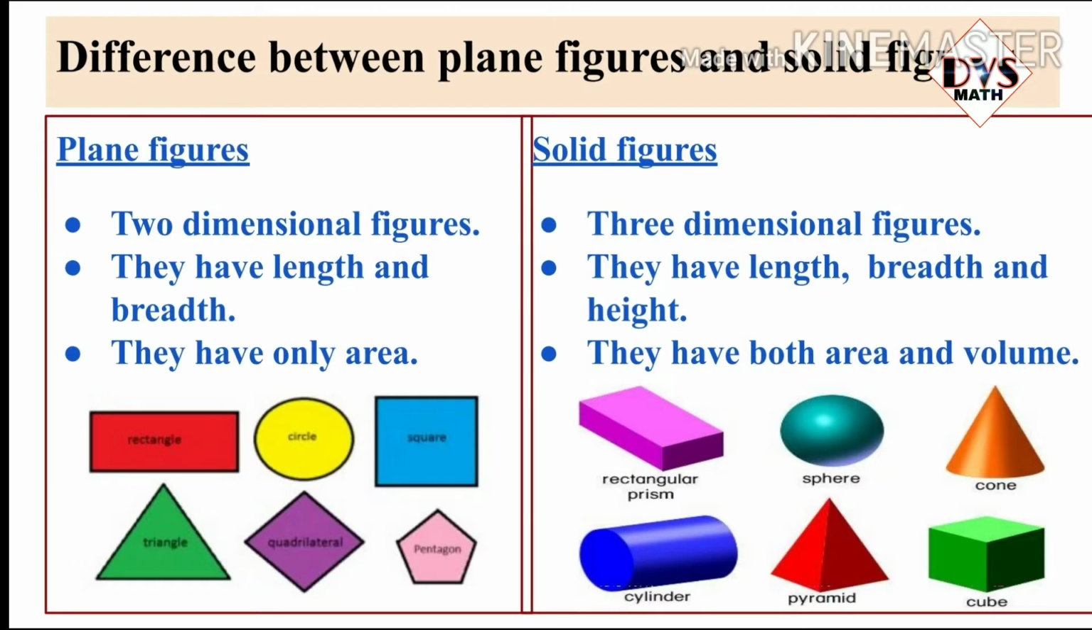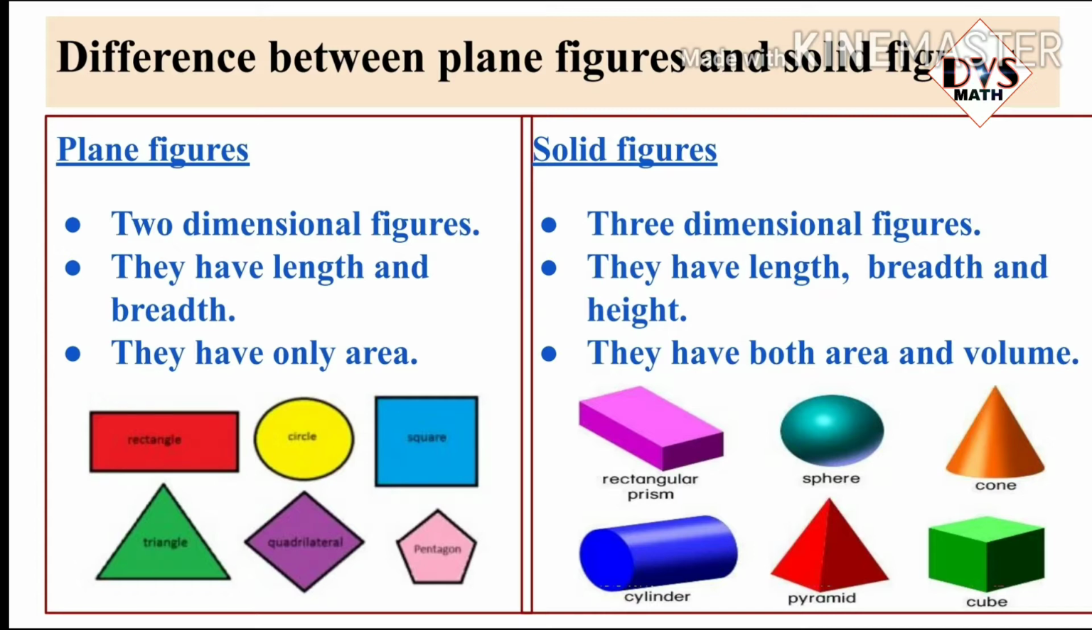Plane figures are two-dimensional figures. Solid figures are three-dimensional. Plane figures usually have only length and breadth. Solid figures have length, breadth and height. Plane figures have only area. Solid figures have both area and volume.